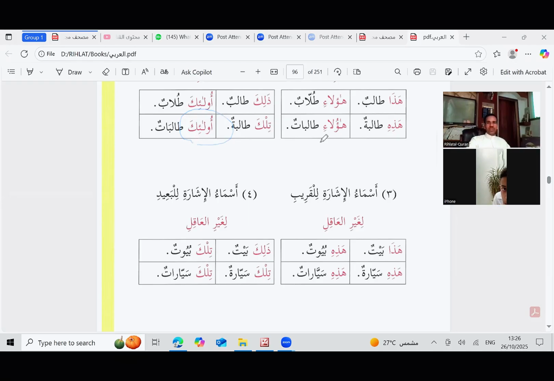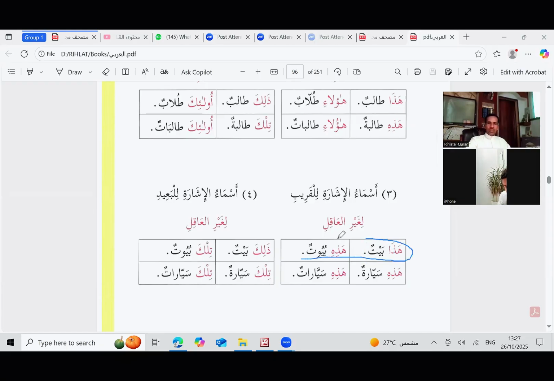But we use this for something like عاقل. What do you mean عاقل? A human. What about if something غير عاقل that we discussed today? If a thing, if an object. For example, the word بيت. Is it عاقل or غير عاقل? Is it a thing or a human? An object, right?